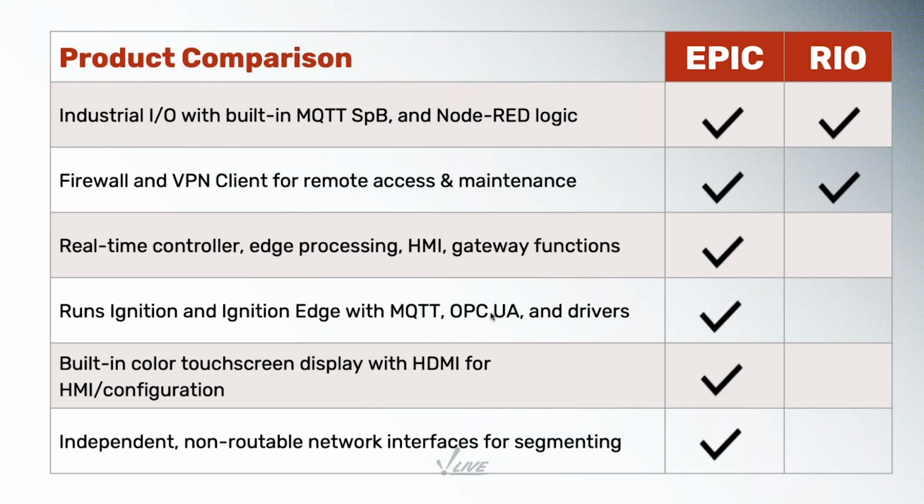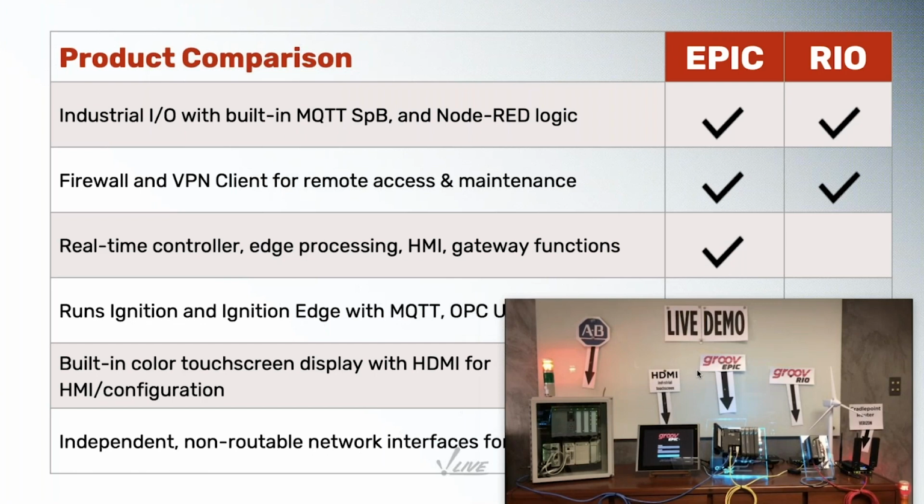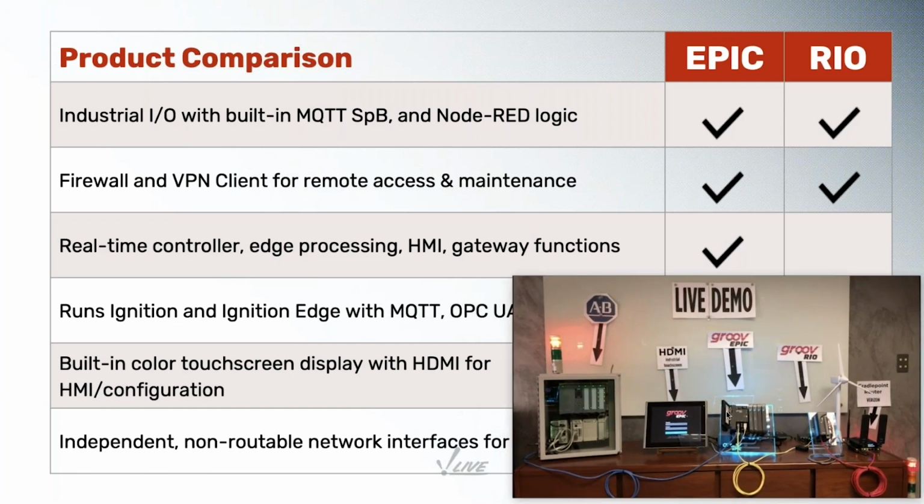Now, why does that matter? Well, just like Arlen showed you in the demo a moment ago, I'll bring it out here on the screen for you to see, we actually have an EPIC here that is on its own network segment, and it's connected to an Allen-Bradley and a Siemens PLC over here. So in this case, we're able to connect to existing PLCs, unsecure PLCs, I might add, over its own secure or non-routable PLC network into the EPIC.